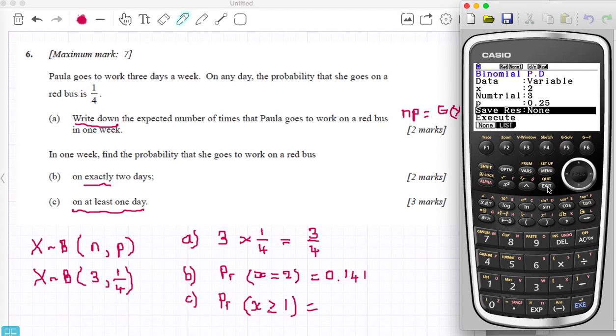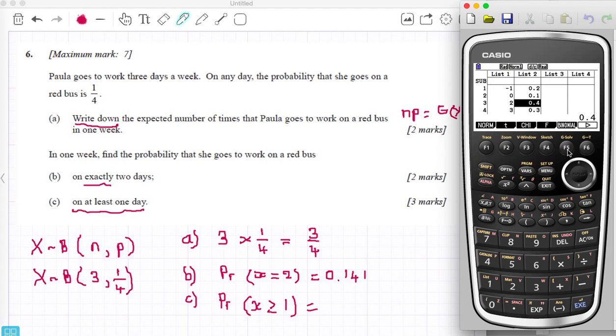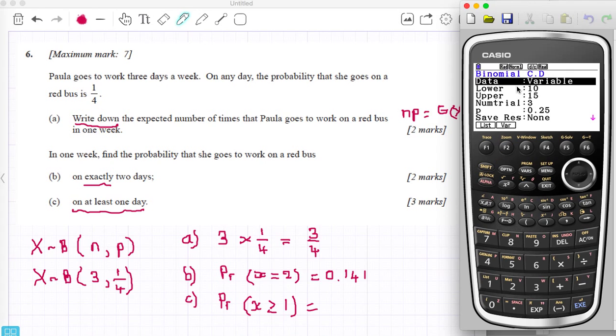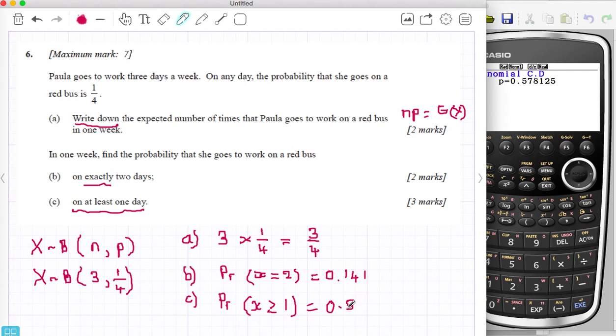I'm going to come back here, again distribution, binomial, but this time I'm going to use C. C stands for cumulative, more than 1. So it's now asking me for the lower value. The lower value is 1, and the upper value is 3, because I can only go on 1, 2, or 3 days. Now it's already remembered the number of trials is 3 and the P is 0.25, and this gives me the probability 0.578. Done.